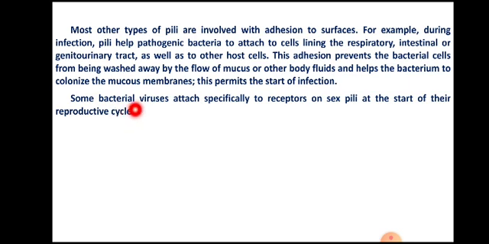There are some bacterial viruses, that is bacteriophages. So these bacteriophages attach specifically to the receptors on sex pili. So these sex pili act as a site for the binding of viruses, and that is also the beginning of the reproductive cycle of these viruses. So viruses use these pili as a site for binding or receptor.